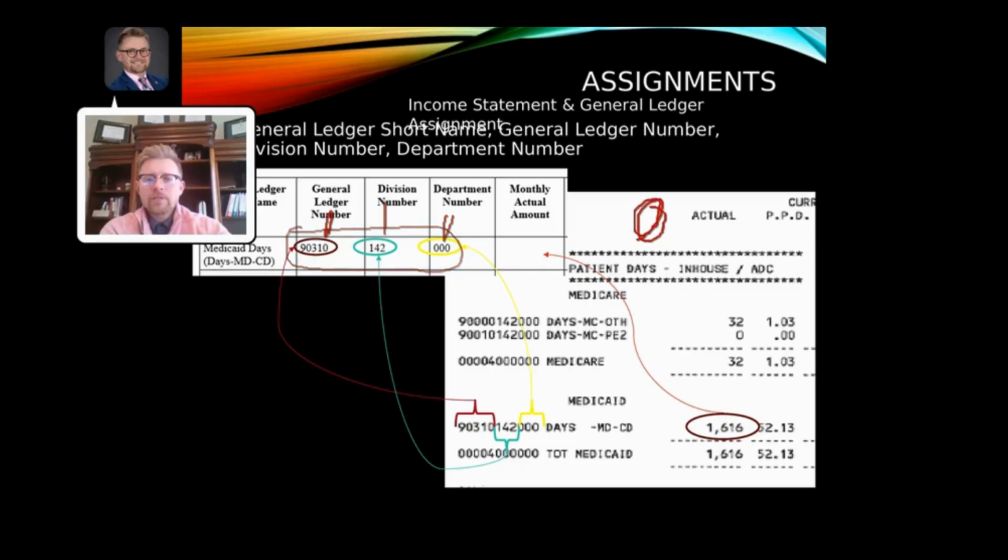You'll go over to the income statement provided for Shady Acres, and you will go through it, and you will try to identify based upon the chart of accounts. So, for example, on Medicaid days, it says general ledger number 90310. Well, here's all of your chart of accounts. Division's 142. Well, right here. And then department is all zeros for days. Well, then you just found the monthly actual and you input it. You'll do that for a variety of accounts within the income statement, and then you're going to dive into the general ledger to provide some more detail.